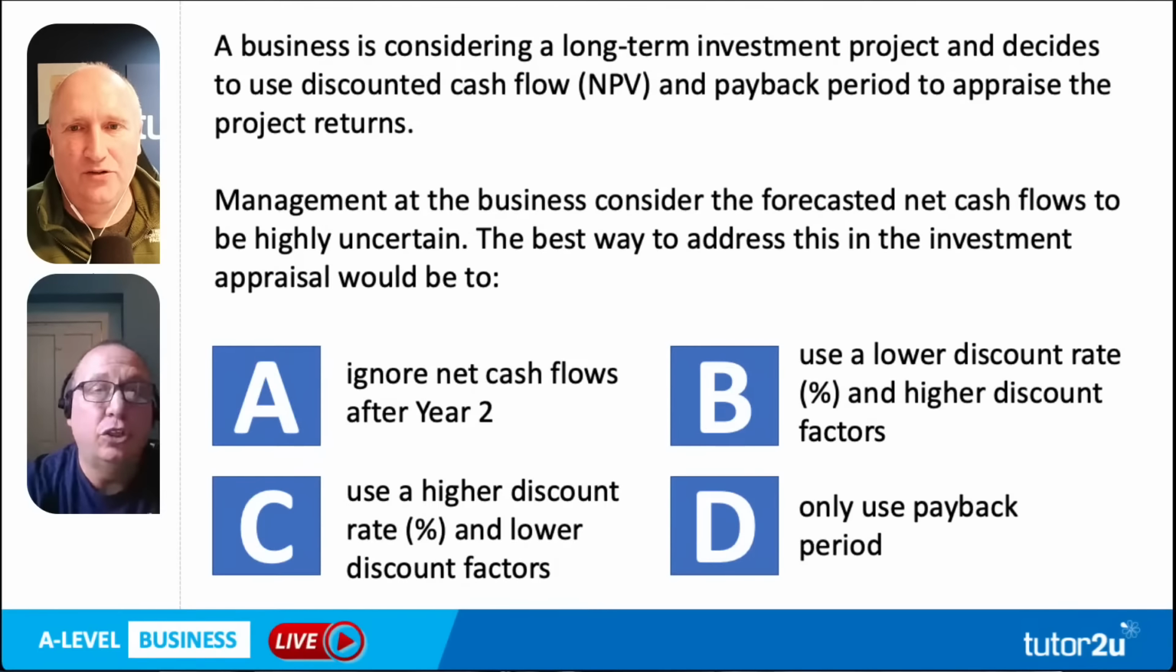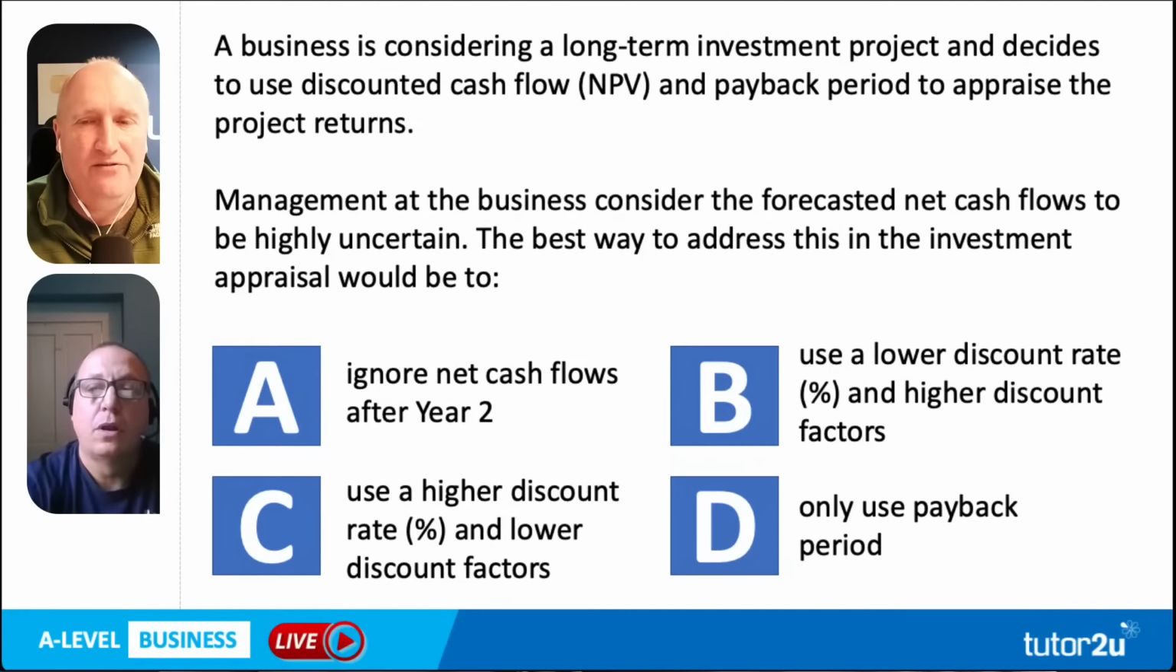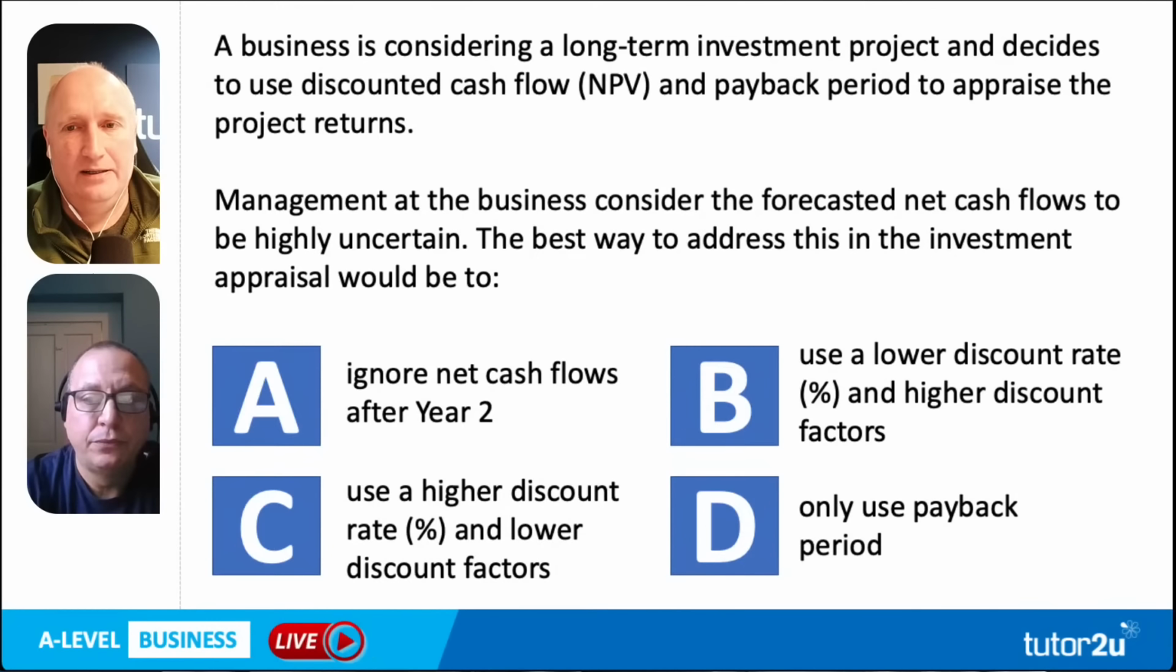Okay. Next one, so I'll do this one. I think we've got a couple more MCQs for investment appraisal. We've got another 10 minutes left. Businesses considering a long-term investment project. That's quite important. A long-term investment project, and decides to use NPV, one of the 3 methods, and payback period, second method, to appraise the project. Management at the business consider the forecasted net cash flows to be highly uncertain. The best way to address this in investment appraisal is what? What would you do? So we've been told it's a long-term project. They want to use NPV and payback, but they're uncertain about the forecast net cash flows.